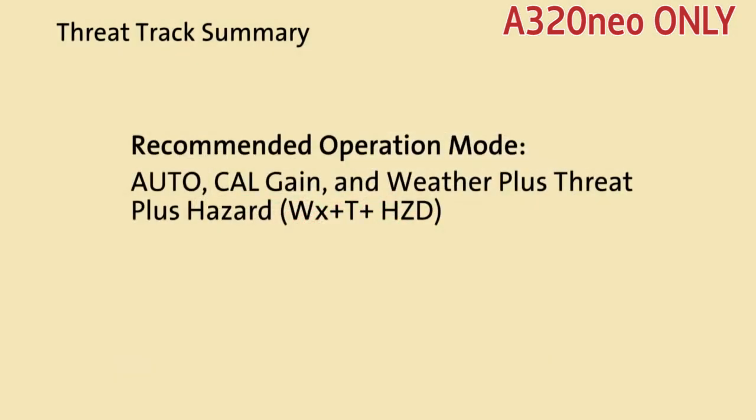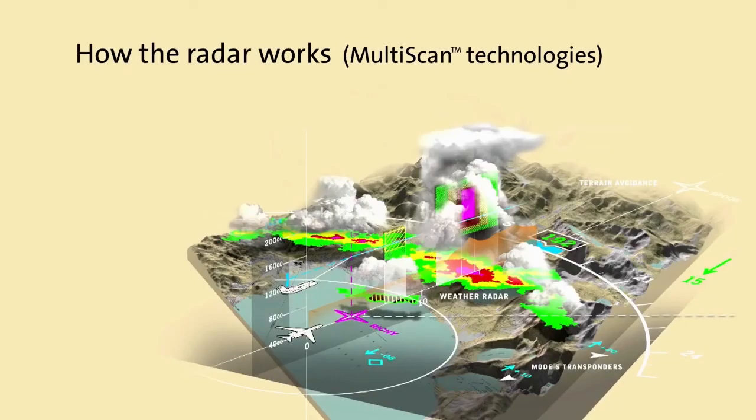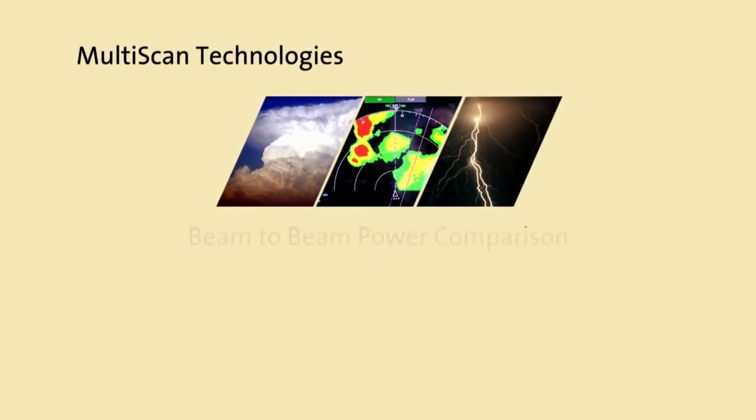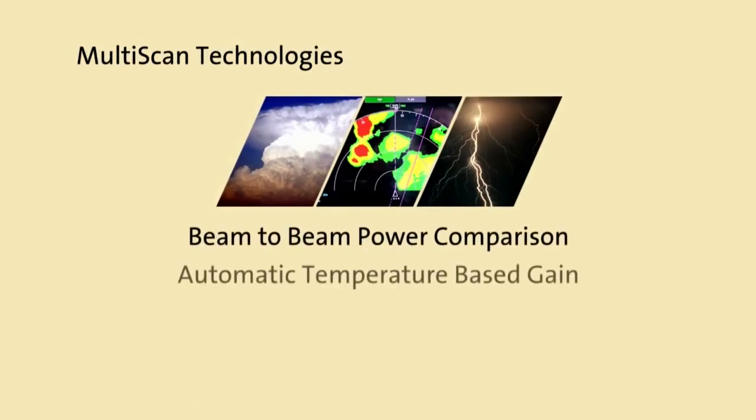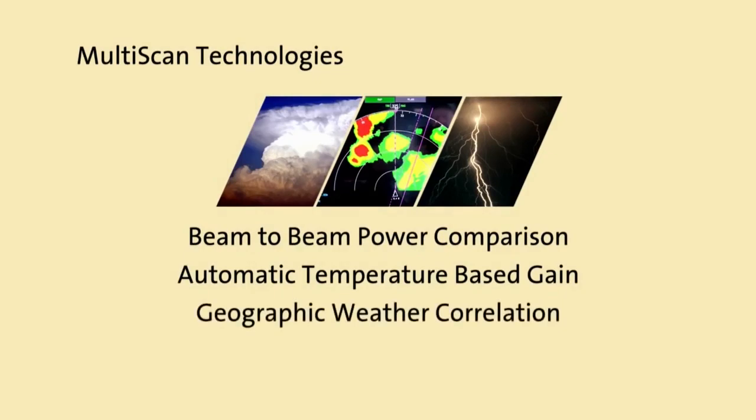Rockwell Collins recommends that the radar be operated in auto, cal gain, and weather plus turbulence plus hazard in all phases of flight in order to take advantage of the MultiScan ThreatTrack safety features. MultiScan incorporates more than 15 new and patented technologies to enable automatic radar operation. But the three major ones we will examine here are beam-to-beam power comparison, automatic temperature-based gain, and geographic weather correlation. In addition, the new ThreatTrack software described in Module 3 utilizes a track-while-scan capability that will be described at the end of this section.